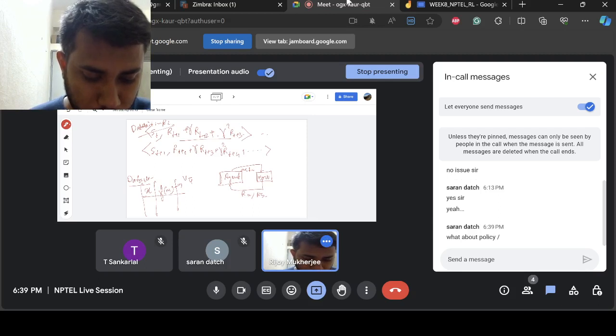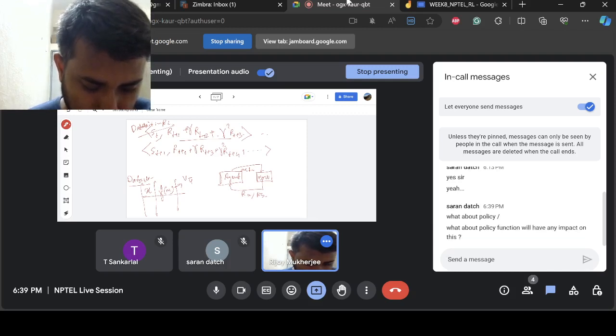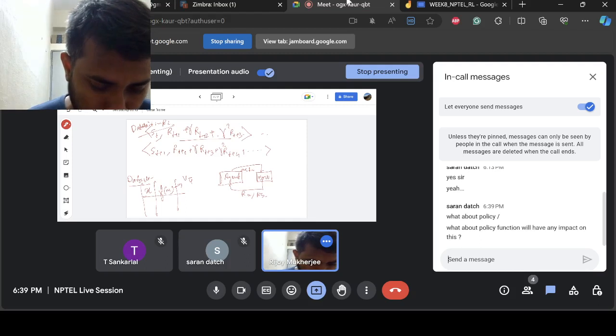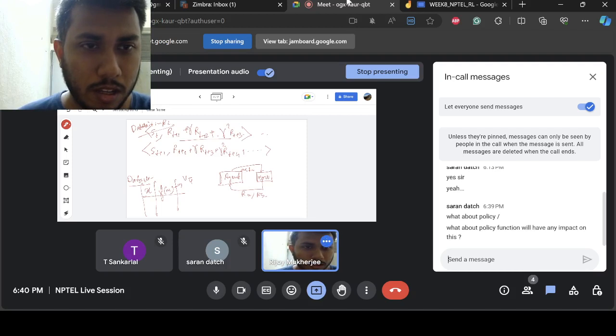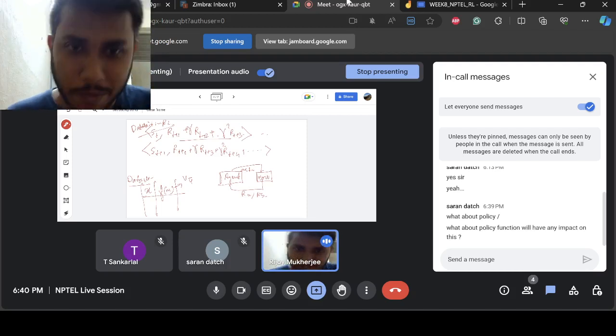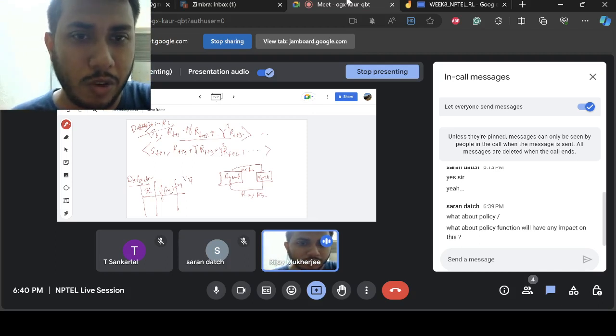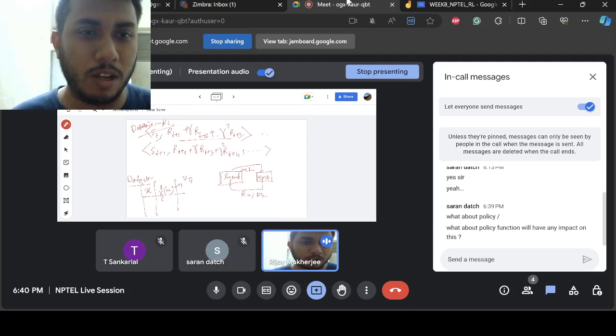What about policy? What about the policy function? Will it have any impact on this? So what is a policy function? You have two functions. You have only value or you have action value, right? So action value also you can construct something like this. I will come to how action value works. For the time being, only think about value.